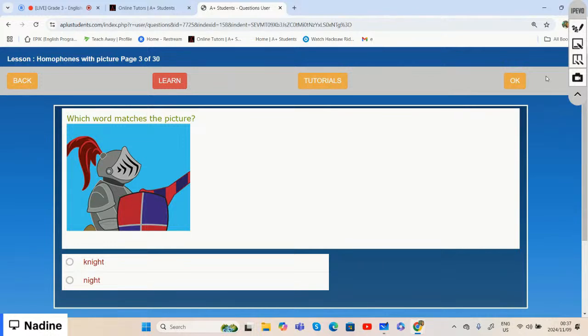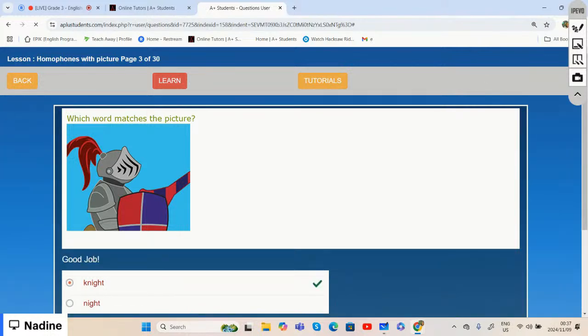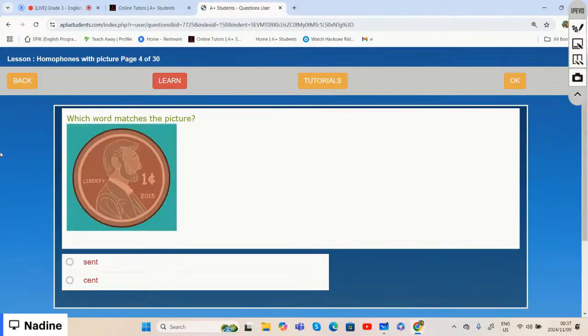And if we were to choose the correct word that matches the picture, then yes, we'll go with option one. My knight in shining armor. Yes, and here is Saint. I think somebody mentioned Saint in the group, in the chat. Saint. Is it option one, Saint with an S, or option two, Saint with a C?